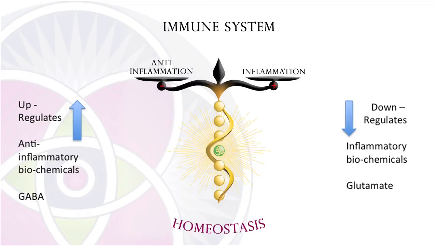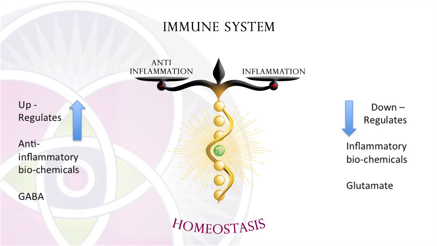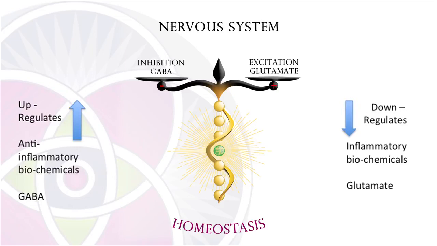So as you can see on the left side of the slide, CBD upregulates the genes that create anti-inflammatory biochemicals for our immune system and upregulates the GABA system in our central nervous system, which brings calmness to our central nervous system. And on the right side of the slide, we can see that CBD downregulates the genes that create the inflammatory biochemicals in our immune system, and also downregulates the glutamate system in our central nervous system, which causes overexcitation. So now, let's go back to the model of our physiology and see how CBD affects it.